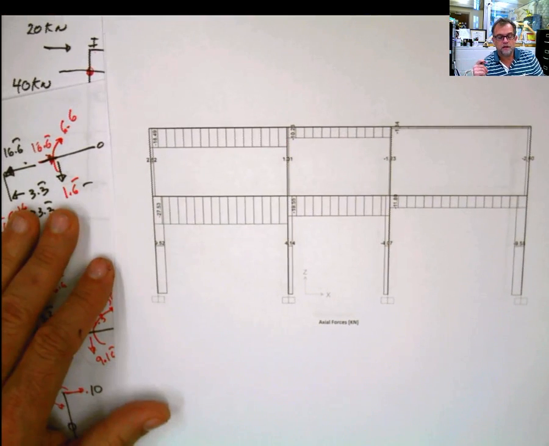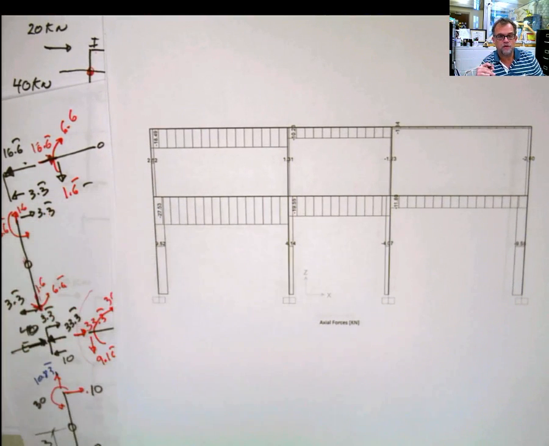So next video I'm gonna do it about the cantilever method and the vertical loads, and then I'm gonna do one combining all the loads, applying superposition.